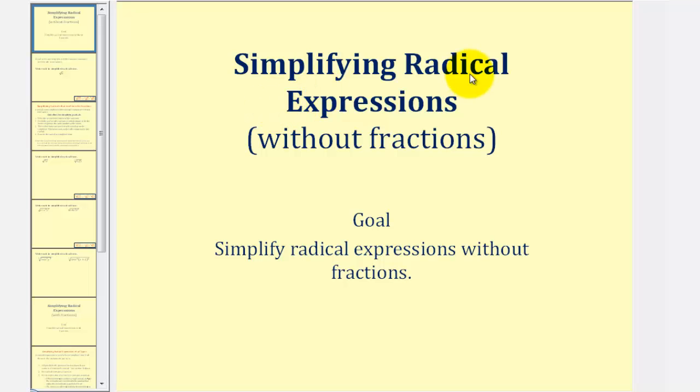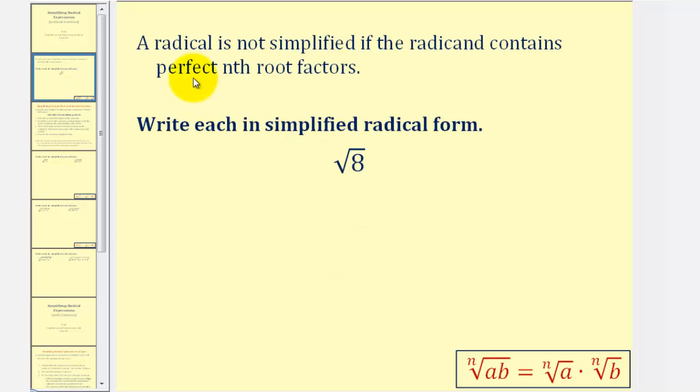Welcome to a lesson on simplifying radical expressions without fractions. A radical is not simplified if the radicand contains perfect nth root factors. So for example, if we want to simplify the square root of 8, remember for a square root the index is 2, so if 8 contains perfect square factors, this will simplify.